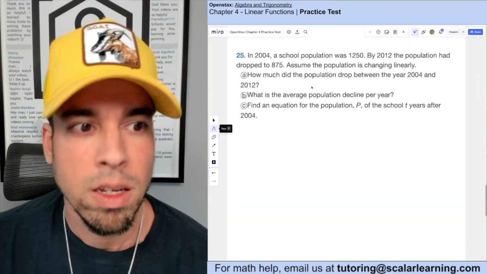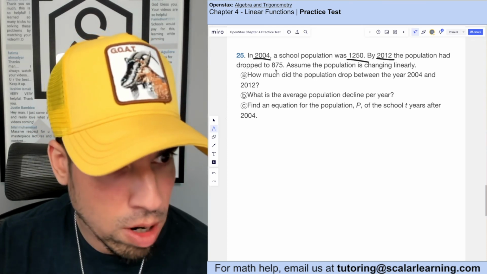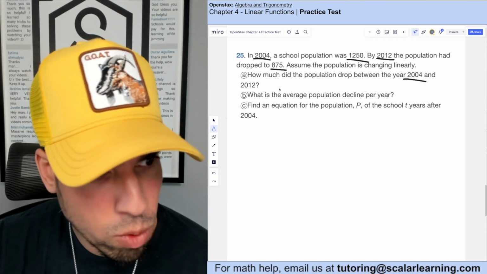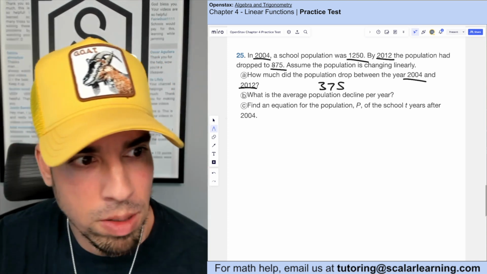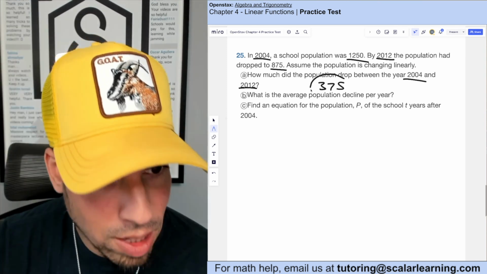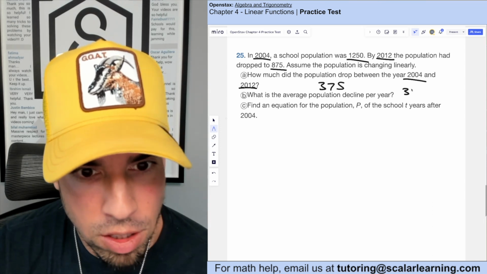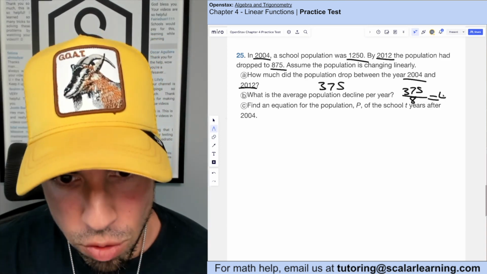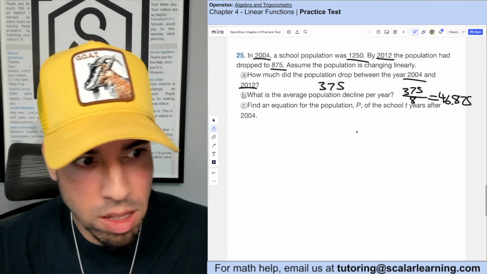Boom, done. In 2004, school population was 1250, and then by 2012, it had dropped to 875, assuming the population is changing linearly. So from 2004 to 2012, it's dropped by 375. We get that by 1250 minus 875. What is the average population decline per year? So we take this total change, and that happened over a period of 8 years. So it's 375 divided by 8, and that simplifies to 46.875 people per year is how the population is declining.